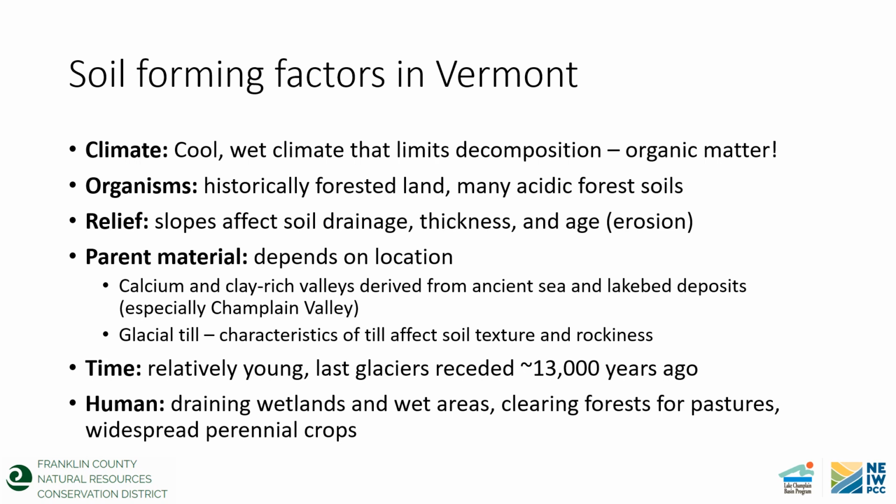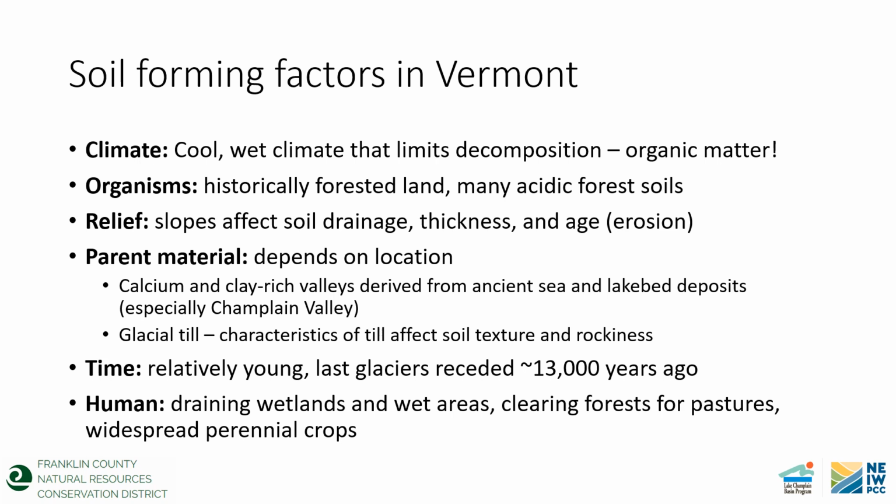In terms of organisms, Vermont's landscape was historically forested, leading to many acidic, highly leached forest soils, even in areas that have since been cleared for pastures. If you've ever dug a soil sample in a pasture and seen that very light E horizon towards the surface, that's a soil remnant of the forest that once was there. In terms of relief, Vermont has many mountains, hills, and valleys. These slopes affect soil drainage, soil thickness, and age across our landscapes.